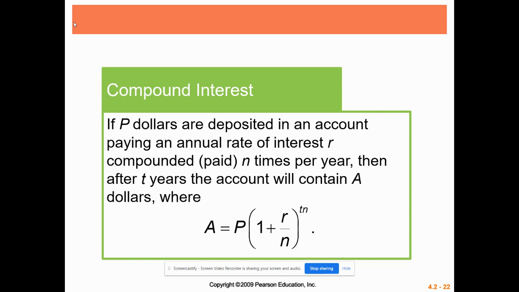Now, T is in years. T can't be in months. T can't be in days. T has to be in years. R is a decimal. So, for example, 3% would have an R value of 0.03. And N is associated with quarterly or annually or monthly. That's how many times we calculate or compound our interest each year.